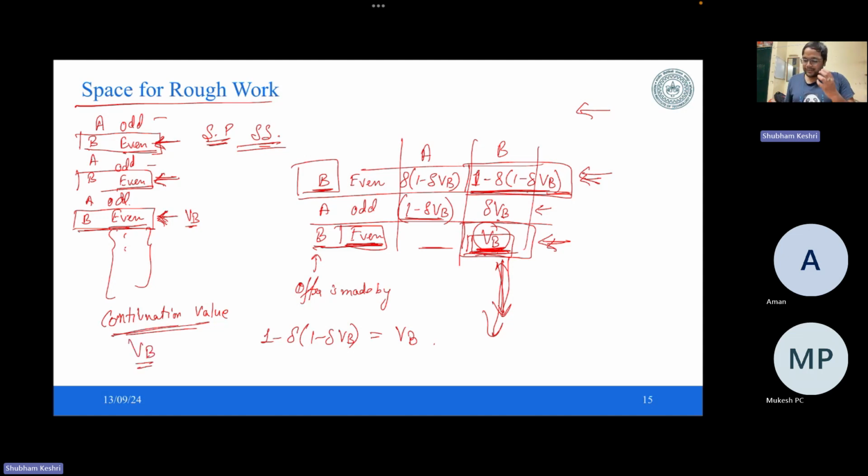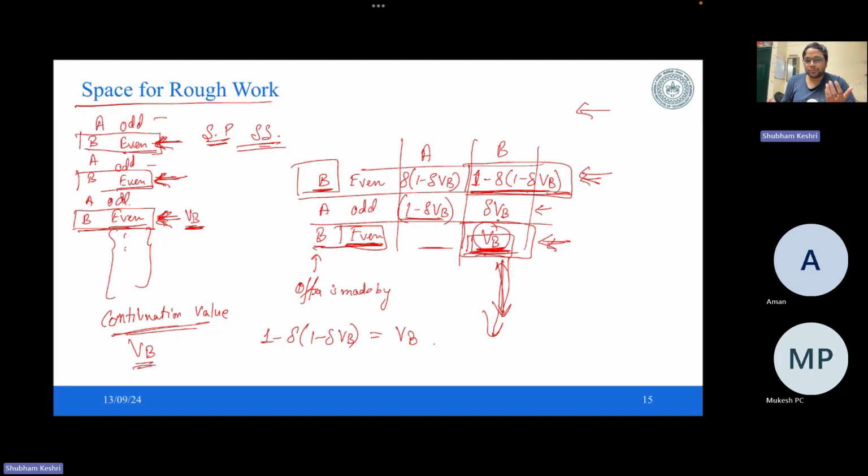We have obtained, as if we are at an even stage, the utility of B for all subsequent stages. That is what VB is. That value which B obtains at an even stage considering all subsequent stages. So if B is in this stage or this stage or this stage, it doesn't matter because it is an infinite horizon game. You can add 2 more stages, 4 more stages or 6 more stages. It doesn't matter. So VB, that is the key.